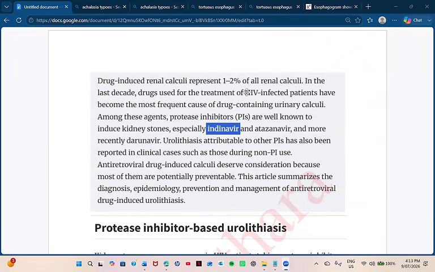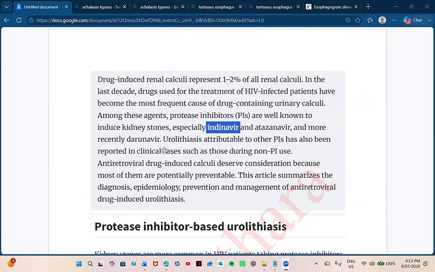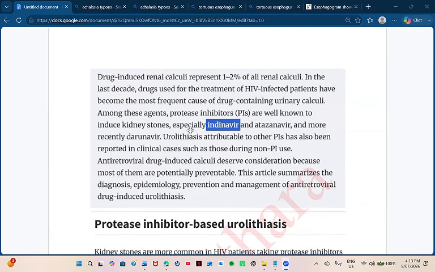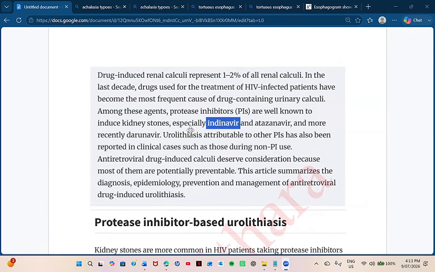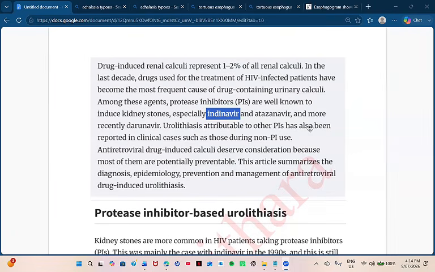Drug-induced renal calculi represent 1 to 2% of all renal calculi. In the last decade, drugs used for the treatment of HIV-infected patients have become a more frequent cause of drug-containing urinary calculi. Among these agents, the protease inhibitors are well known to induce kidney stones, especially indinavir and atazanavir, and more recently darunavir. Urolithiasis is attributed to the other PIs and has also been reported in clinical cases such as those with non-PI drugs. Okay.